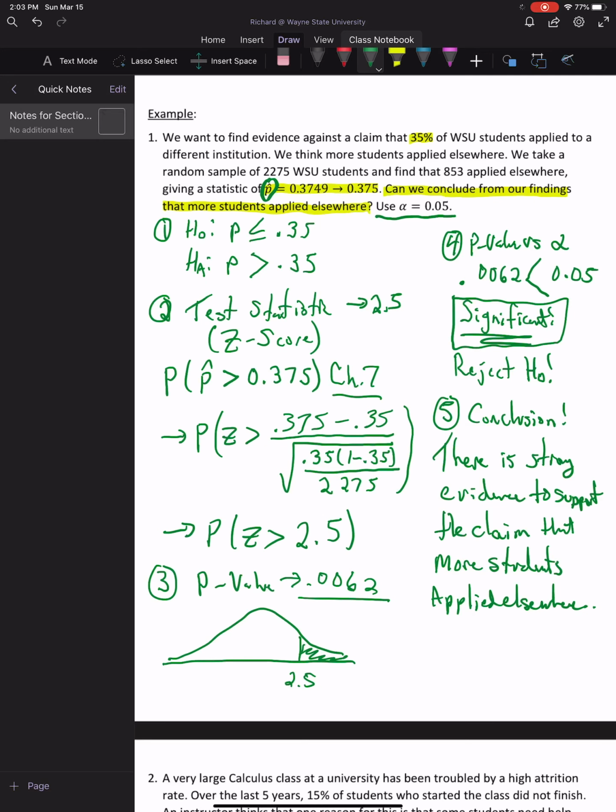So once again, I want to draw emphasis to a couple of things. The test statistic here was 2.5, just again testing that vocabulary. The p-value was 0.0062, that's the probability. Rejecting the null hypothesis is sometimes called the decision. And then our conclusion here is the strong evidence, actually answering the question.